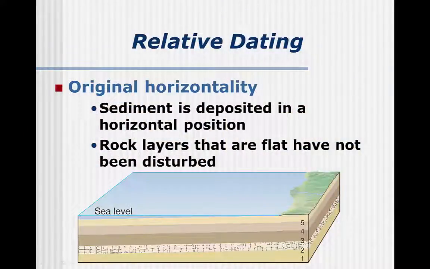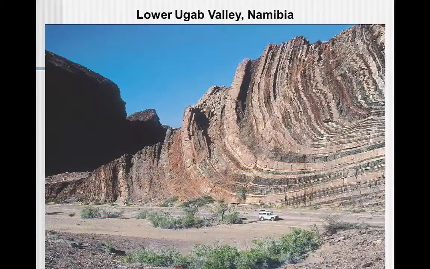Original horizontality says that sediments are laid down in flat horizontal layers. Well, more accurately, the layers will appear horizontal to the eye. In reality, there is usually a very tiny slope that is exaggerated in the image shown here. So that means that anytime you see a fold, such as this one, some event had to occur after the rocks were deposited in order to bend them.